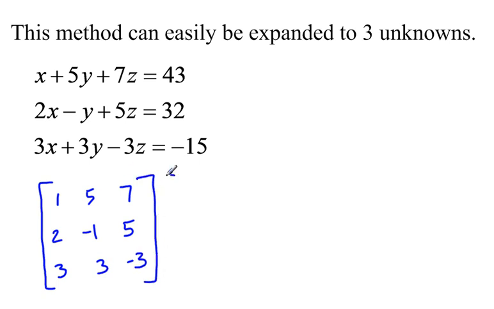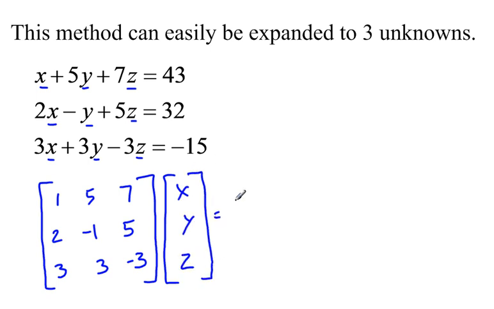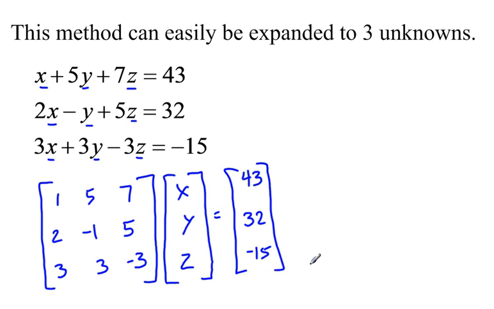And now my variables are x, y, z. You'll notice they were all in the same order, set up really nicely for us. So x, y, z. And our other matrix is 43, 32, -15. All right, I'm going to get these in the calculator and meet you up, and you can pause as well.